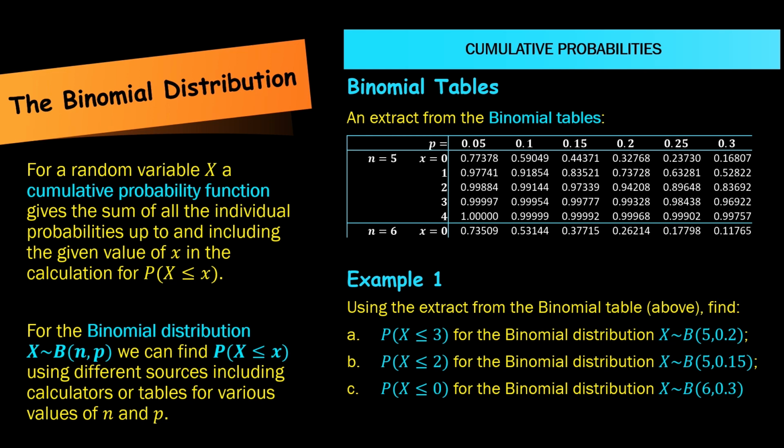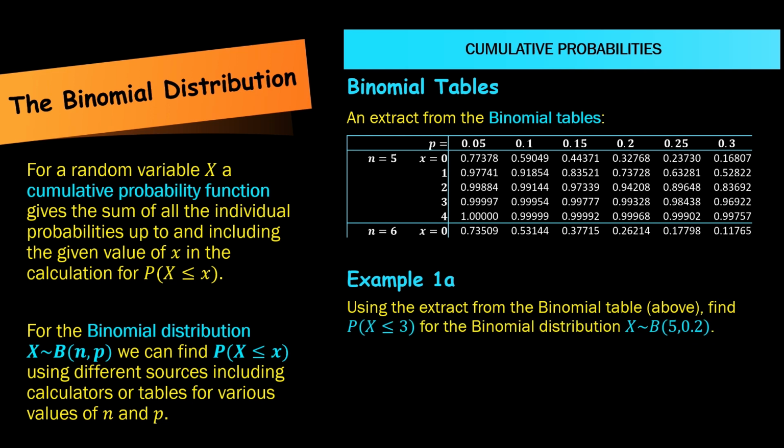We're now going to take a look at the example shown on your screen and try and find various probabilities using the binomial table. Pause the video and have a go. Press play when you're ready to view the solutions.